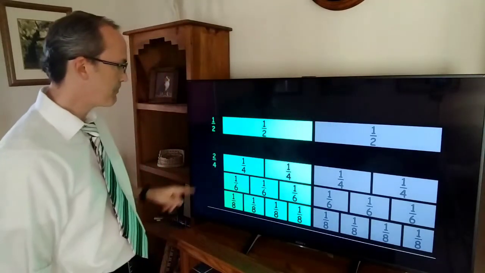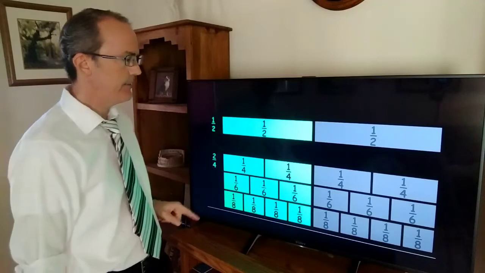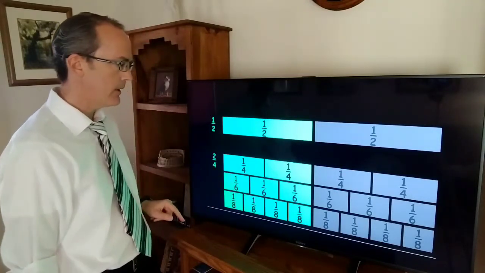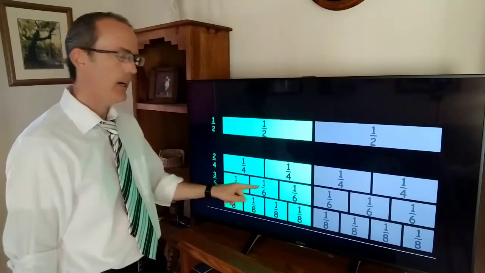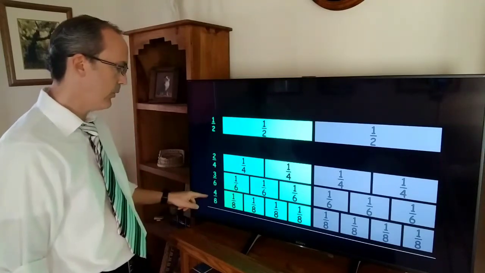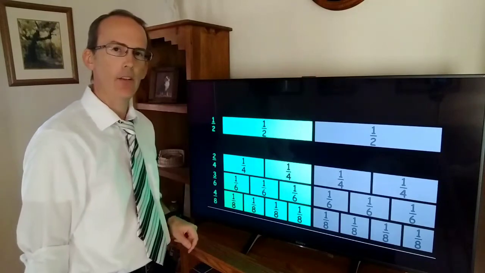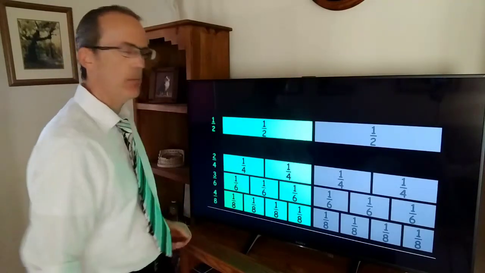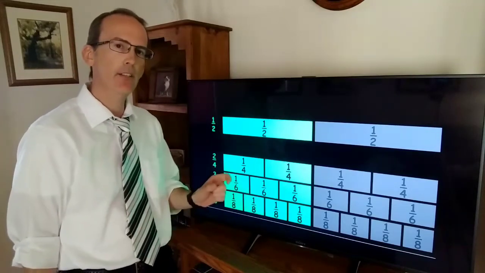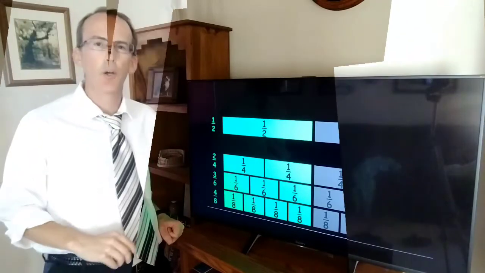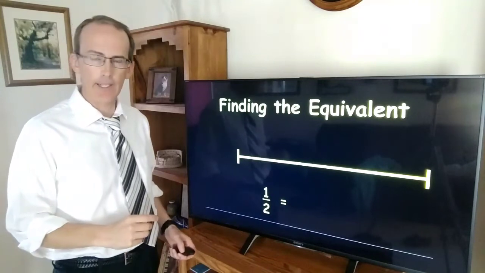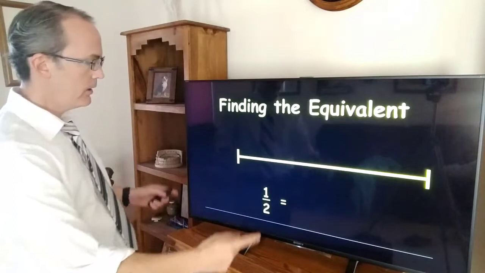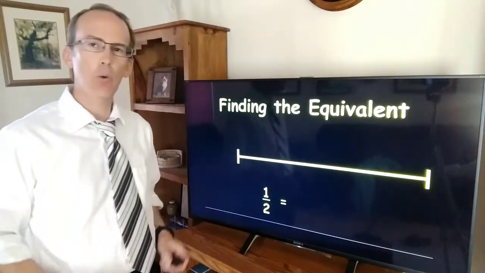And you can see that 1/2 is equivalent to 2 out of 4, and 3 out of 6, and 4 out of 8. Those are equivalent fractions. They are the exact same amount, just in different sized pieces. We're going to go back to our trusty line to find an equivalent fraction. So we're going to look for the equivalent to 1/2.